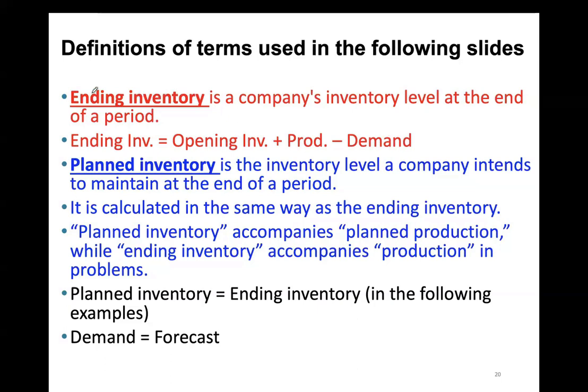And then a similar term to ending inventory is planned inventory, which means it's the inventory level a company intends to maintain at the end of the period. It's calculated in the same way as ending inventory. Planned inventory is usually associated with planned production, while ending inventory is usually associated with production in problems. This means when a problem says planned production, they will also use the term planned inventory. And when they are just using production, they will be using ending inventory. And another thing is demand and forecast. So these are two things that are many times used interchangeably, demand and forecast.